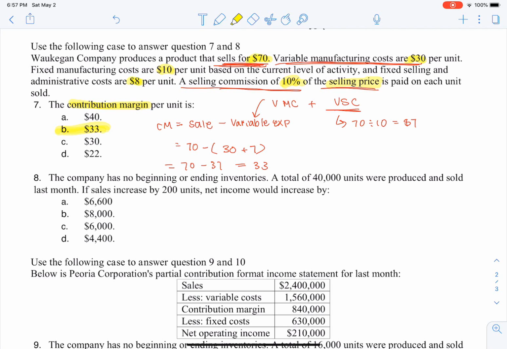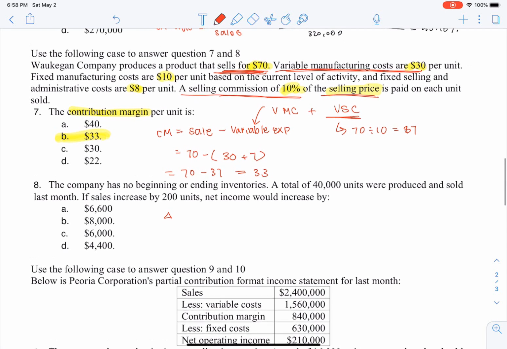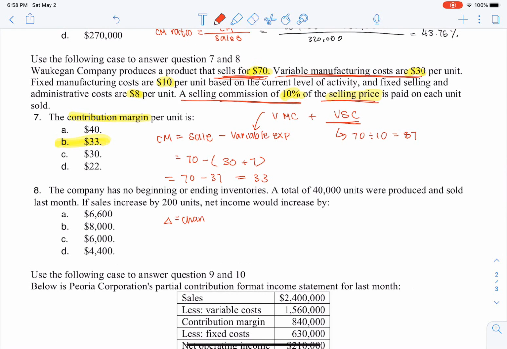Okay, the company had no beginning inventory. A total of 40,000 units were produced and sold last month. If the sale increased by 200 units, net income would increase by. So there's a really quick formula you can use for this problem. The triangle means the change. So change in net income in dollar equals the change in sale, which in this one is in units, times the contribution margin per unit.